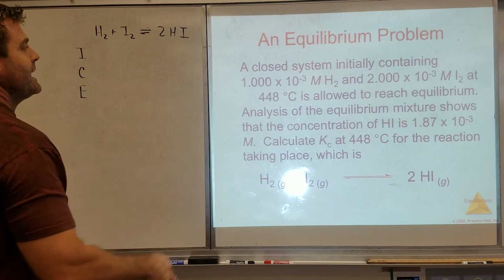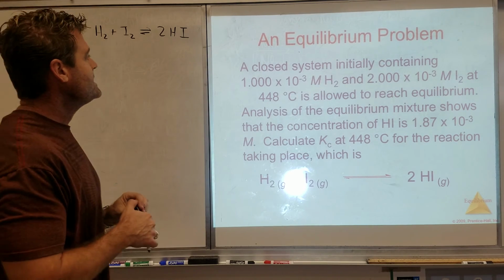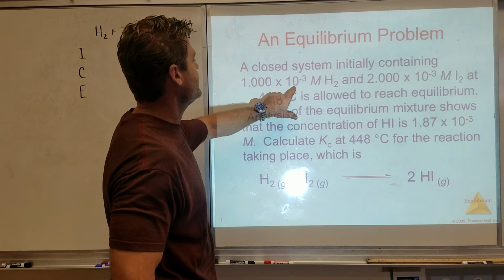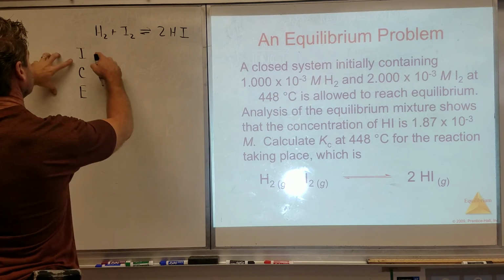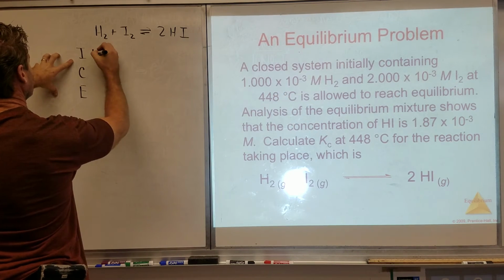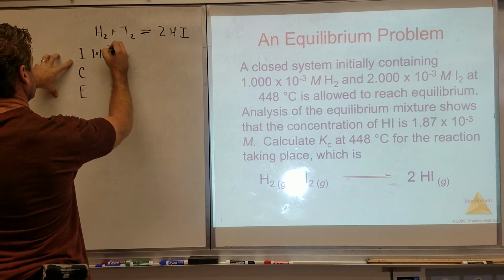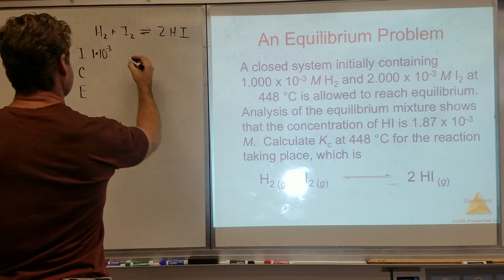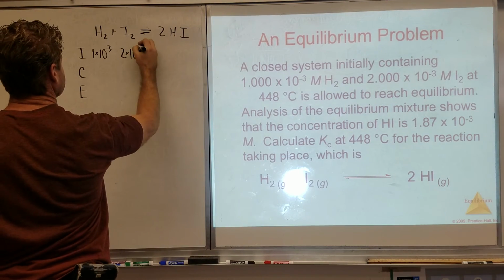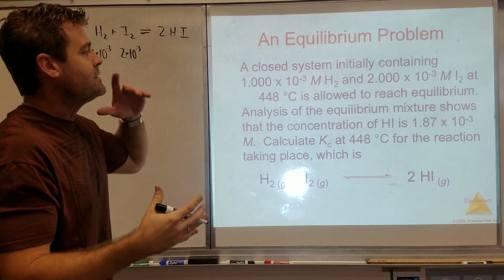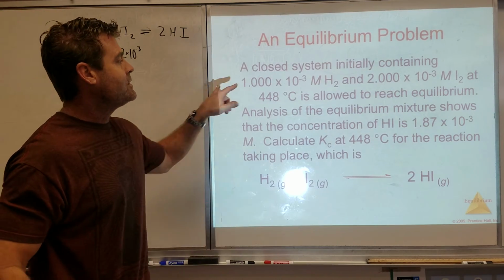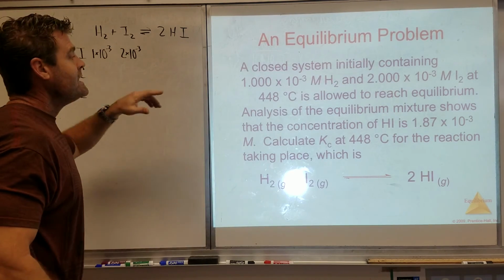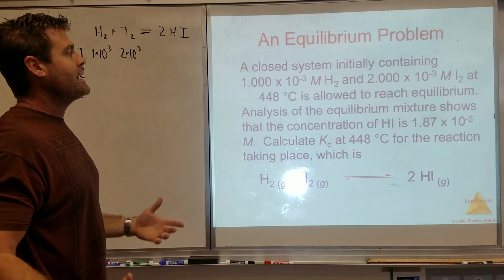So, looking at that information, it says a closed system contains 1 times 10 to the negative 3 molar H2. That's how much I have initially. I have 1 times 10 to the negative 3 molar hydrogen. I have 2 times 10 to the negative 3 molar iodine. These are all initial. It's understood that those are my initial concentrations. The fact that it doesn't mention HI, what do you think that tells you?